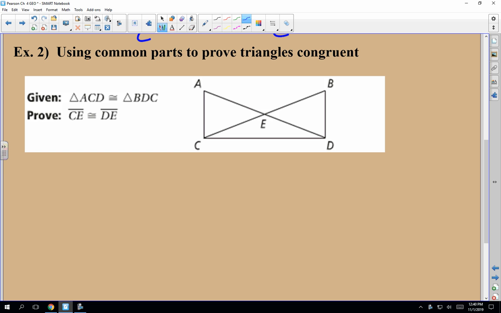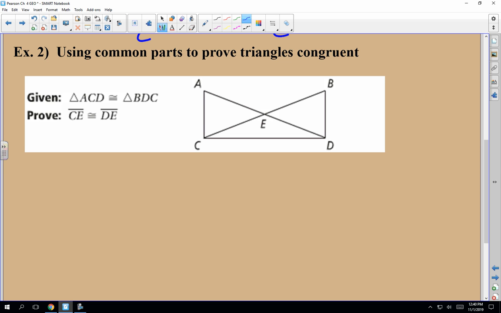So it says given triangle ACD is congruent to triangle BDC. So we're given that the triangles are congruent. This goes back to 4-4, that really long proof that we did, where we proved two triangles were congruent first, and then we used corresponding parts of congruent triangles to get parts congruent of a different set of triangles that we then proved congruent. Okay, so it was one of the longer ones.